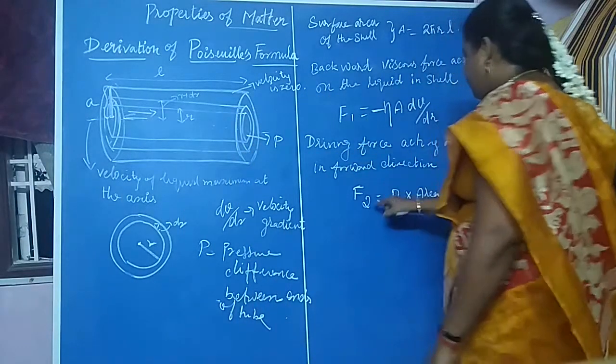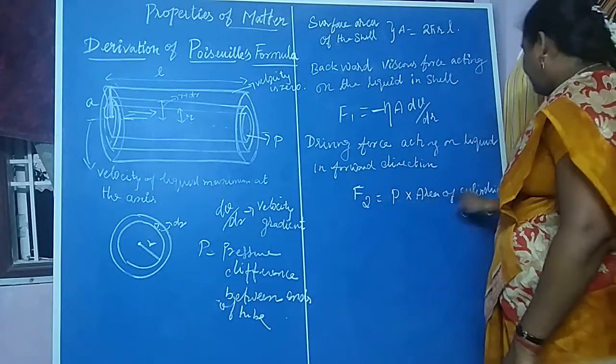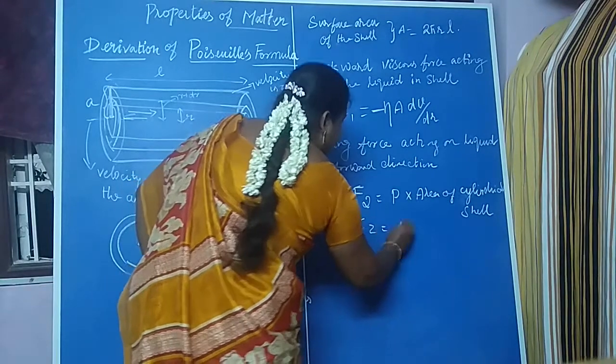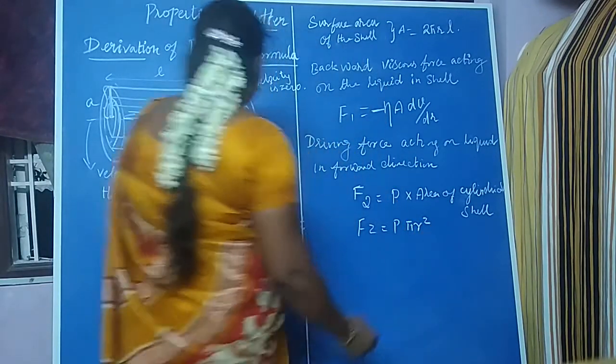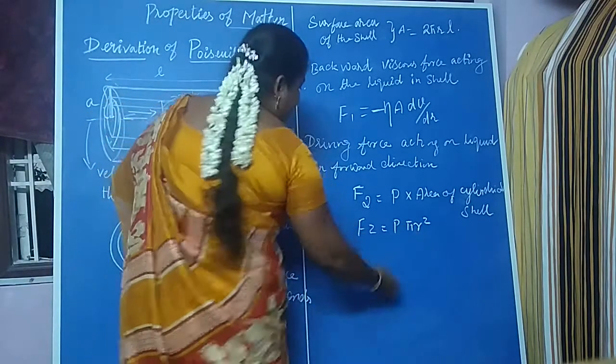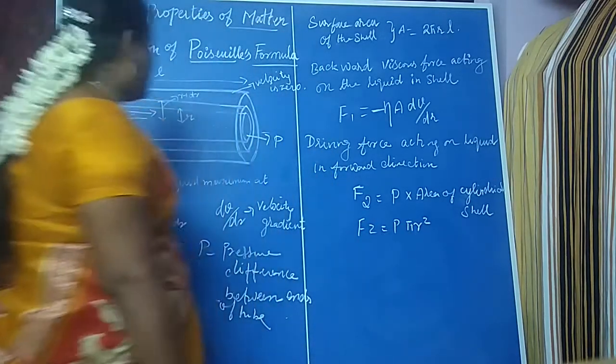So the forward driving force F2 equals pressure into area of the cylindrical shell. So F2 equals P into pi r square, because the inner cylinder has the radius r, so we get P into pi r square.